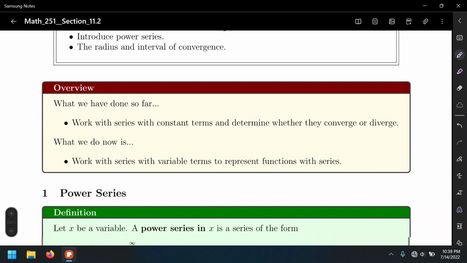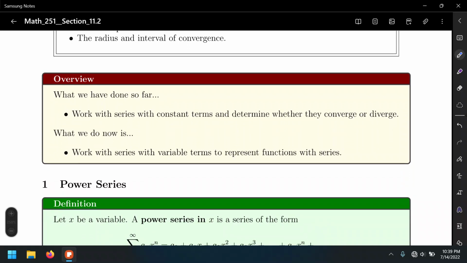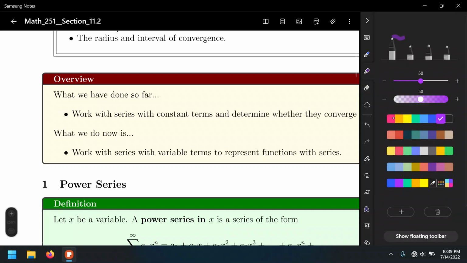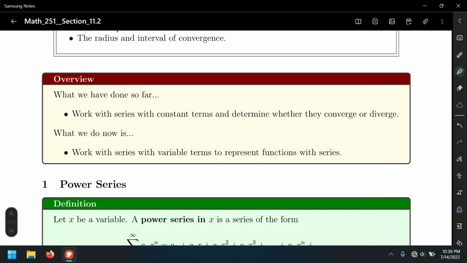Number one, before we begin with the actual topic, let's have a look at what we have done so far. So far we have worked with series with constant terms, and we have determined whether they converge or diverge. In the previous chapter, we went over many of the tests. There are actually 10 different tests to determine the convergence or divergence of a series.